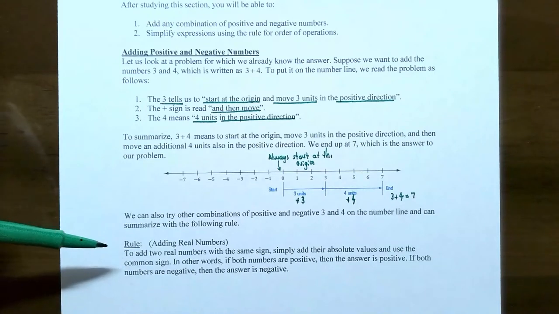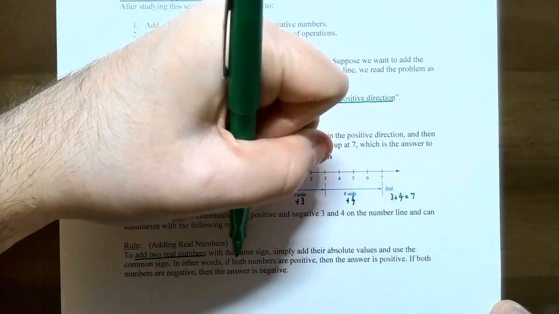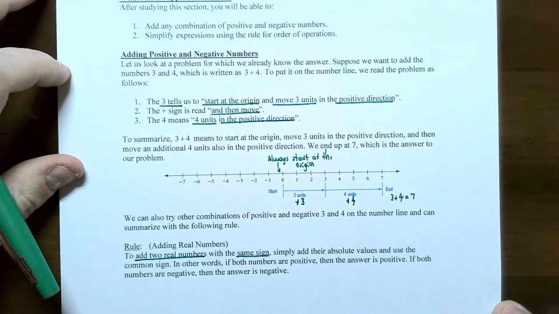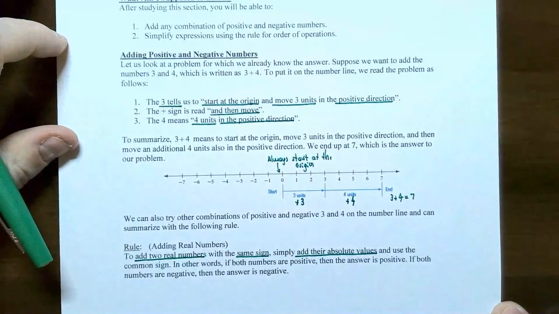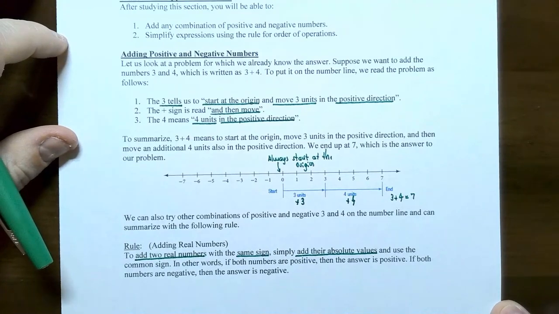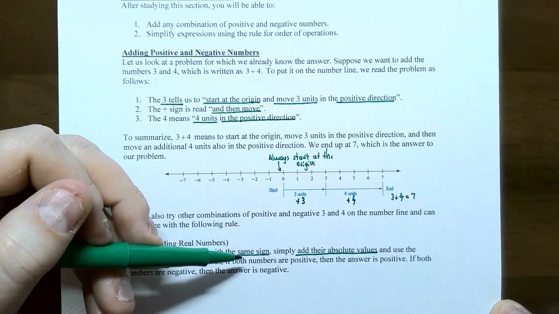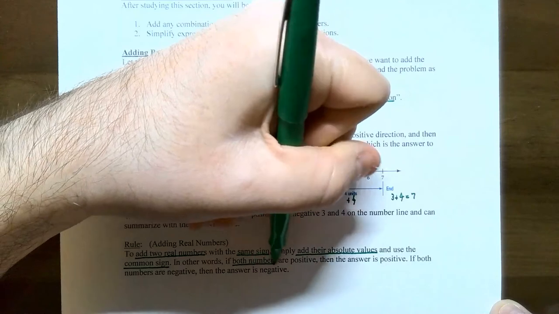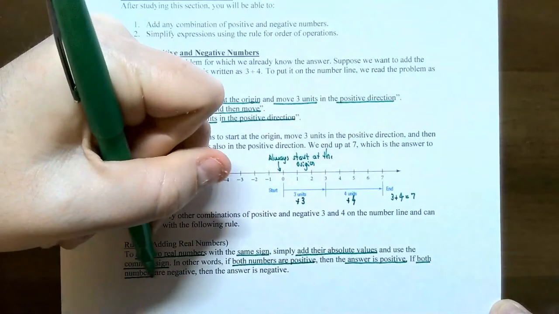So let's talk about the rule for adding real numbers first. If you want to add two real numbers with the same sign, so they're both positive or both negative, you add the numbers in absolute value. You take the value of each number and add those values. The answer will always be the sign that the two numbers originally had in common. If both numbers are positive, your answer is positive. If both numbers are negative and you're adding, the answer will also be negative.